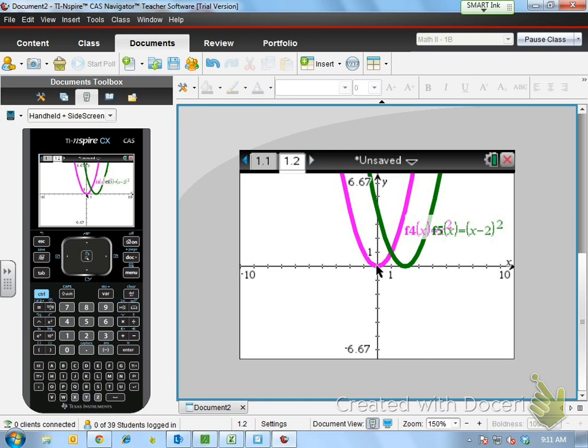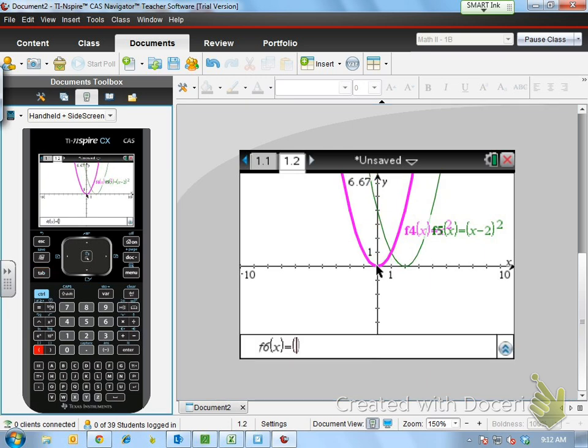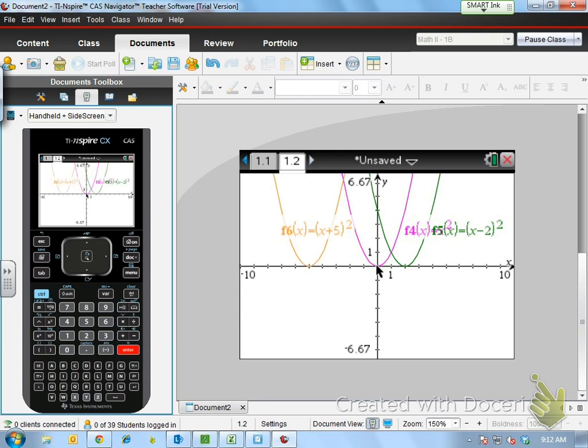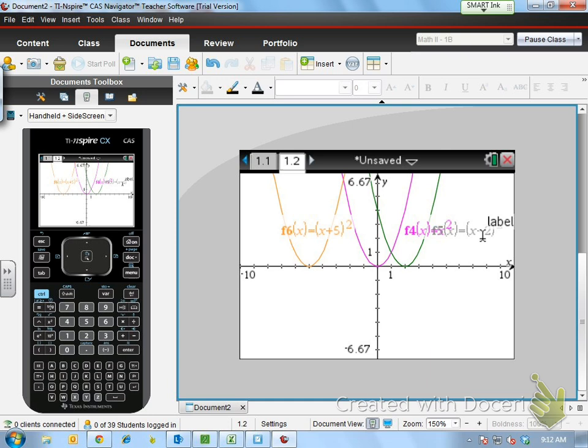So let's check. We hit the tab button. Let's go x plus 5. Again, we don't have to hit the end parenthesis. It already popped up the end parenthesis for us. We hit enter. And did we move to the left like we predicted? Yes. So now we have a pattern to follow for horizontal shifts. Negative moved to the right, positive moved us to the left.